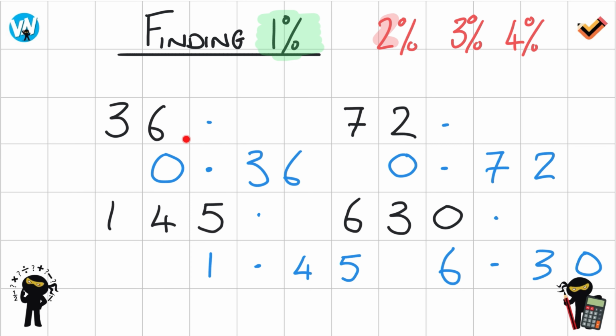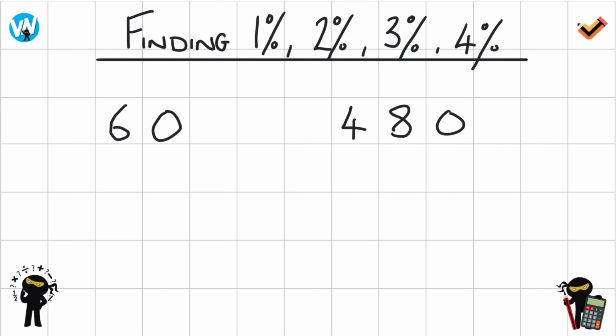So 36 here, if we were finding 10%, everything would have moved one space. So that would have ended up as 3.6. I know that looks a bit messy, but that illustrates what we're doing. For 10%, we move everything to the right one space. To find 1%, we move everything two spaces because we need to divide by 100. So that's how we find 1%, okay?